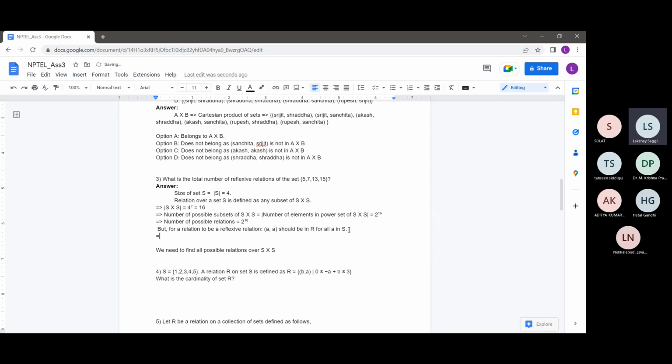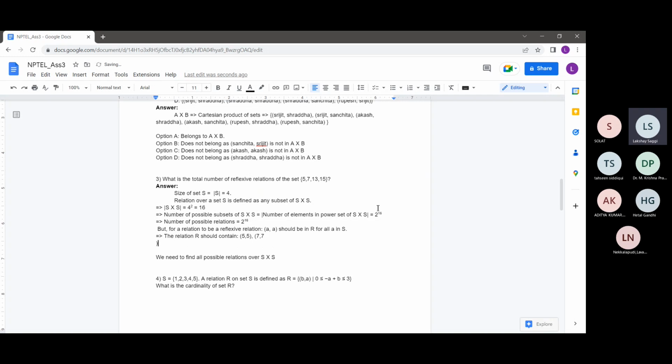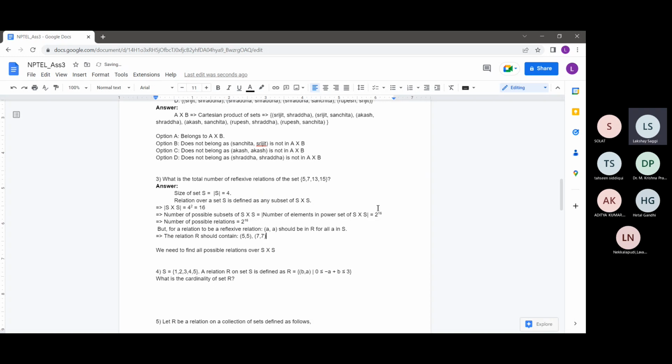So basically, what this means, guys, is that the relation R should contain 5 comma 5. 7 comma 7 should be there. Where are these numbers 5, 7 coming from? These are just the numbers of set S. Similarly, 13 comma 13 should be there, and 15 comma 15 should be there.